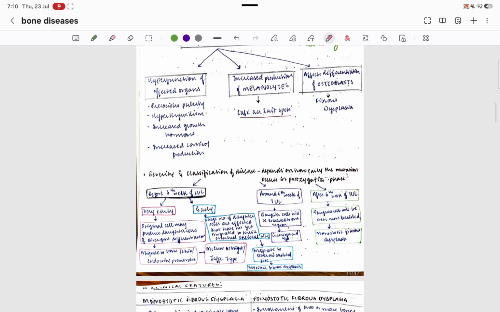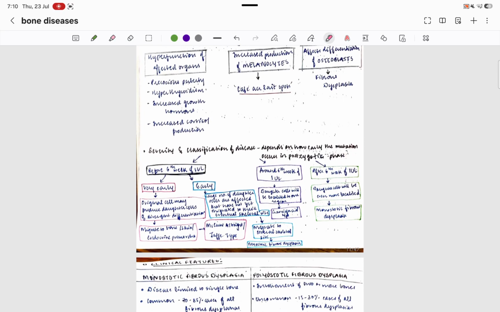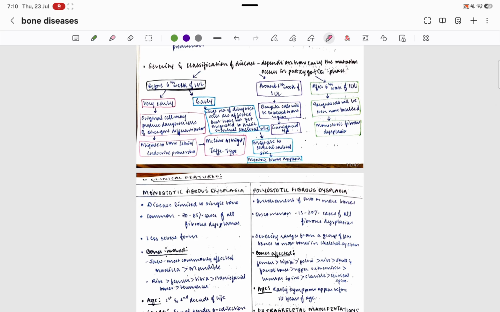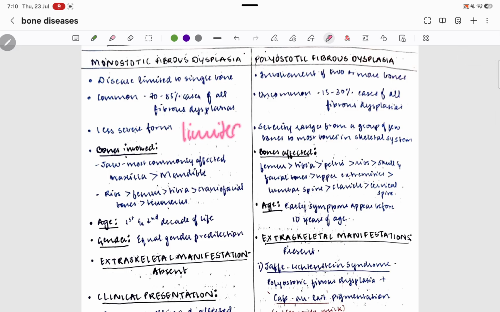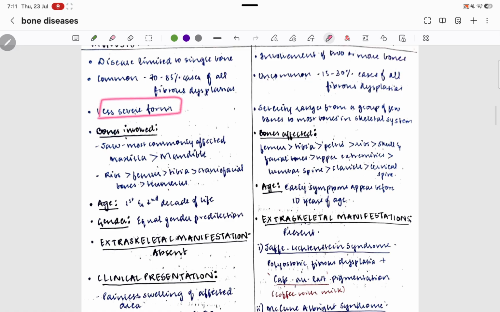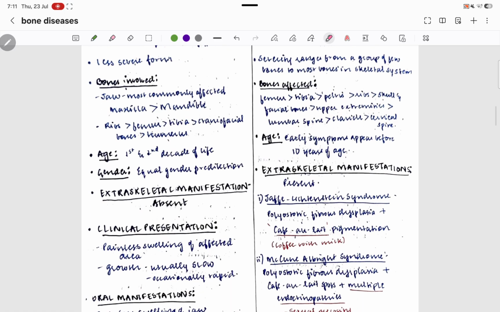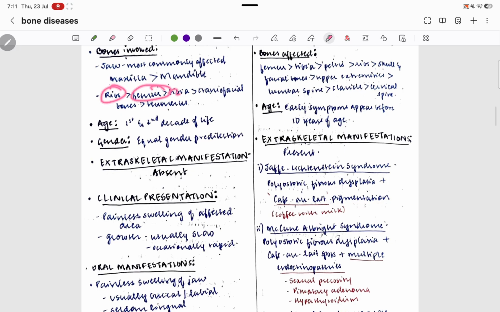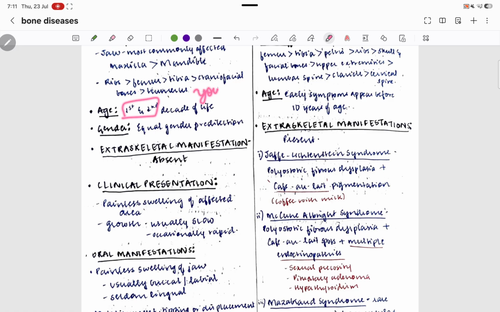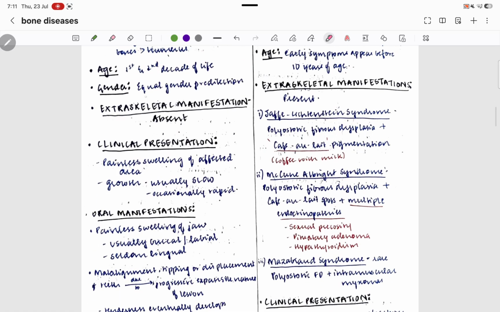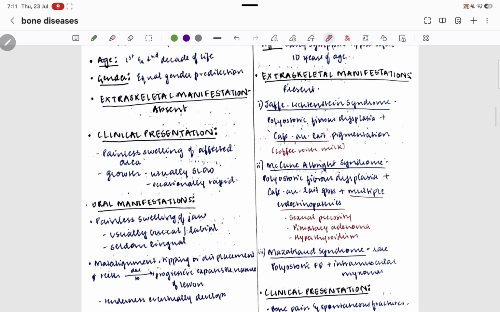So monoostotic fibrous dysplasia is a disease limited to a single bone. It is more common, 70 to 85% of all cases, and it is the less severe form. The bones involved are the maxilla, ribs, femur, maxilla over mandible. So mandible is also involved, but maxilla is more involved. Then ribs, femur, tibia, craniofacial bones, and humerus. Age is 10 to 20 years, so remember, this occurs in children and young adults. Gender is equally predilected. Extraskeletal manifestations are absent.